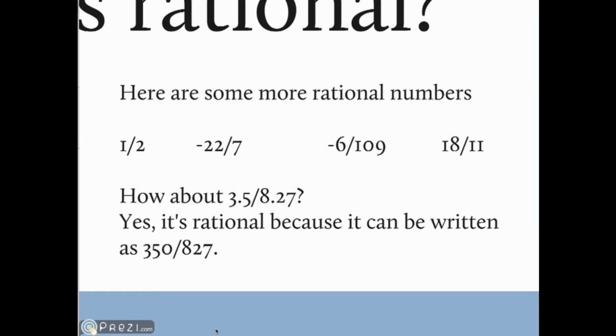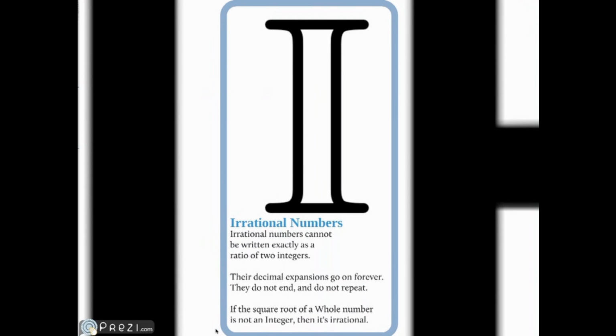As it turns out, that is also rational because you can write the same number as 350 over 827. You'll find that if you divide 3.5 by 8.27, you'll get exactly the same value as you do if you divide 350 by 827. Therefore, those two numbers are the same, and since it is possible to write 3.5 over 8.27 as a ratio of integers, it too is rational.